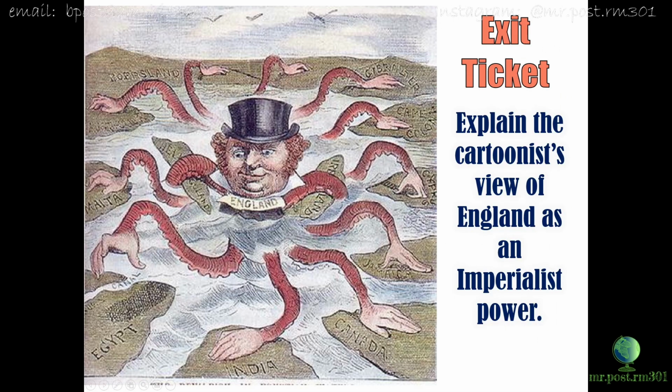You can see we're going to close, and if we were in the room, this would probably be your reflection. If you look at that cartoon, explain the cartoonist's view of England as an imperialist power. Well, you can see England here, and it's not an octopus. There's more than 8 there, I think. Yeah, there's a lot more than 8. And you can see these hands, these British hands, have influence over a lot of different countries around the world. And it's basically speaking to the greed of Great Britain during this time.